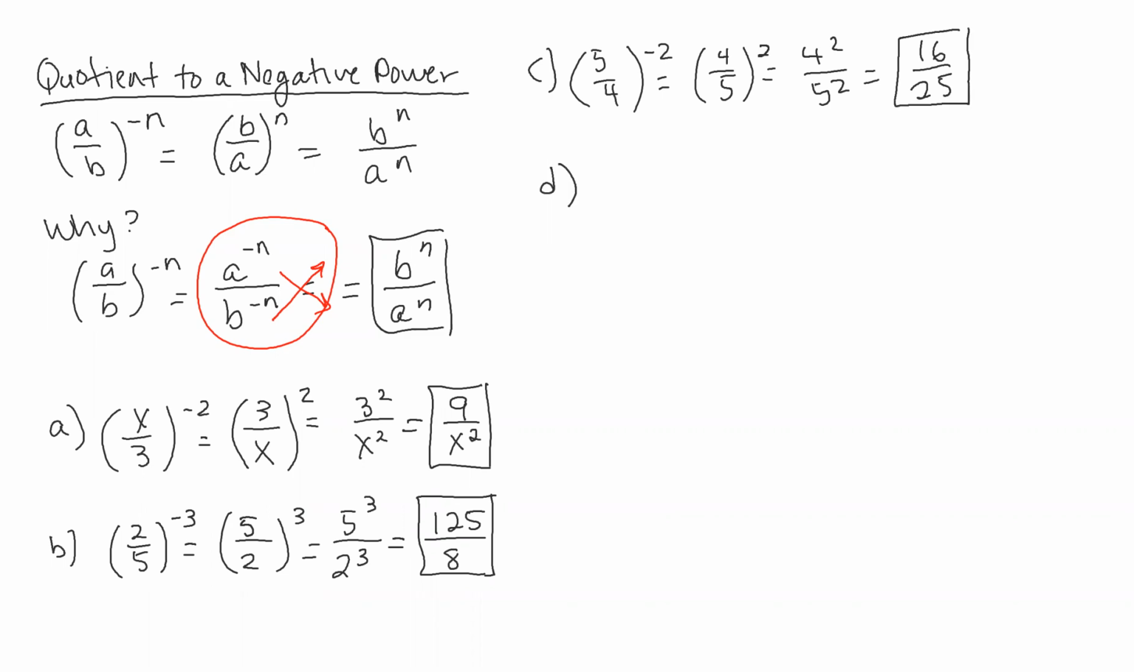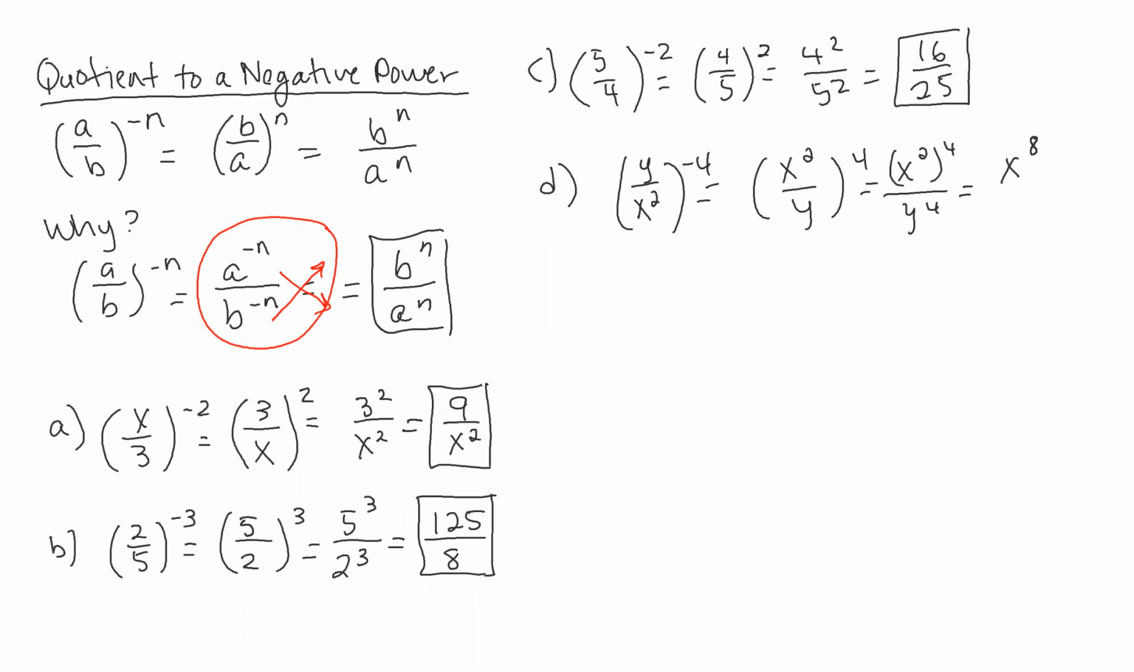Next up, we have y over x squared raised to the negative 4th power. When you have a quotient in parentheses and the outside exponent is negative, don't forget you flip the entire quotient. So I get x squared over y. That makes the exponent positive. So I get x squared to the 4th over y to the 4th. X squared to the 4th is a power rule. So I'm going to keep the original base x. I'm going to multiply my exponents. And then y to the 4th is just y to the 4th.